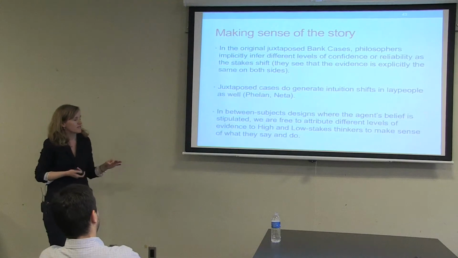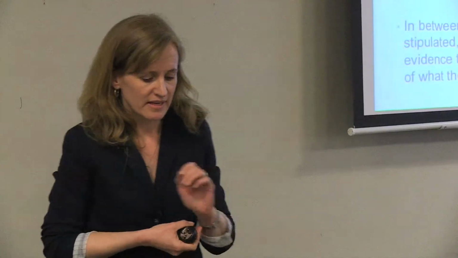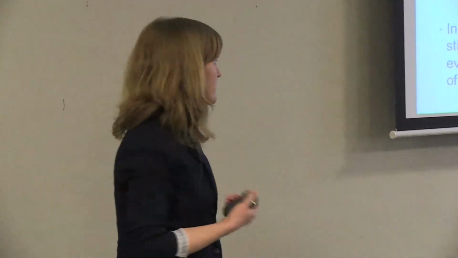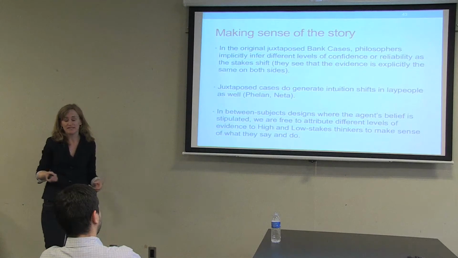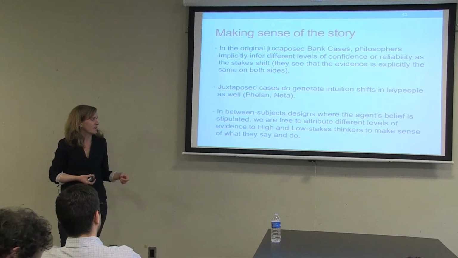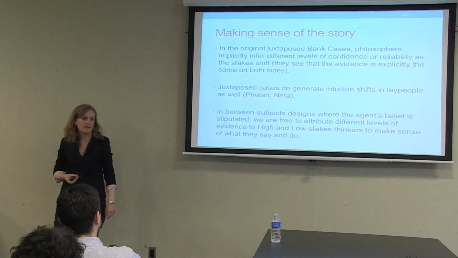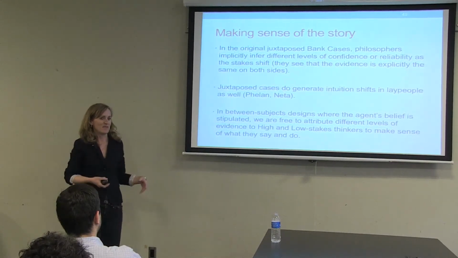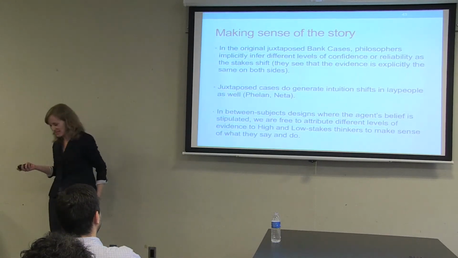And I'm going to focus here specifically on ones where at the end of the story, the agent's level of confidence or belief is explicitly stipulated. We want to try to make sense of the story. This is a person who's in a really high-stakes situation, and they're saying the bank is open. One way to make sense of this story is to think that the person actually does know a fair bit about whether the bank would be open, right? It's not in general the case that high-stakes thinkers know less about stuff than low-stakes thinkers do.